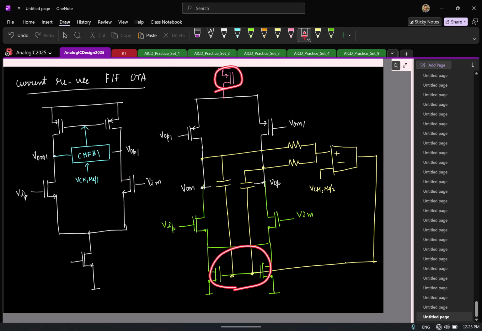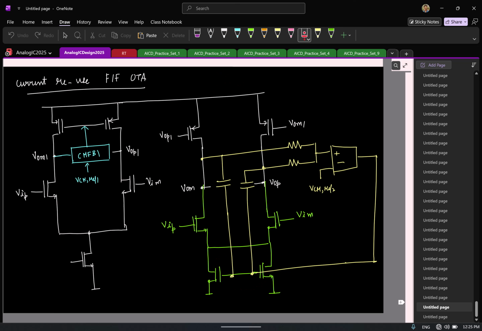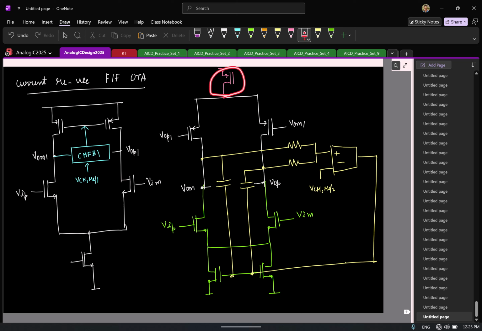Now we have an option. Earlier, when I didn't have this tail current source, the current here was decided by the common mode here, whereas now this current source is free to tune. So we have a PMOS current source and an NMOS current source, so we can fix one of them and tune the other. In this particular scenario, I've fixed the PMOS current source and tuned the NMOS.